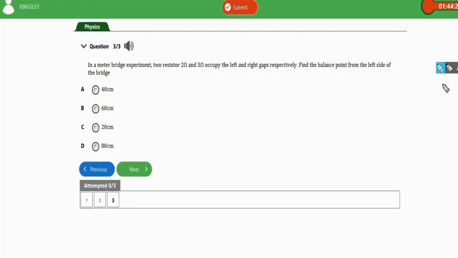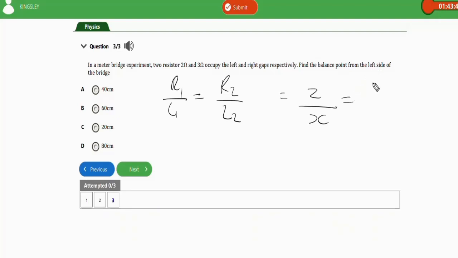Remember our formula, we have R1 over L1 equals R2 over L2. Basically we have the two resistors to be 2 ohm and 3 ohm respectively. We are looking for L1, the balance point from the left; if they had asked for the balance point from the right, it would have been L2 we'd be looking for. Let's input this: R1 is 2 over X equals R2, which is 3 over, and remember our L2 will be 100 minus X. X is unknown. So let's cross multiply.